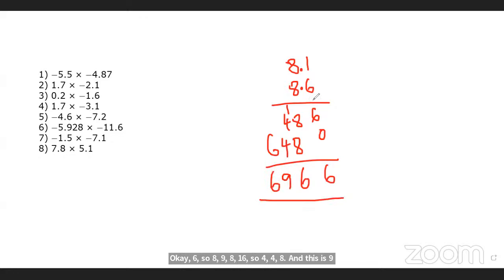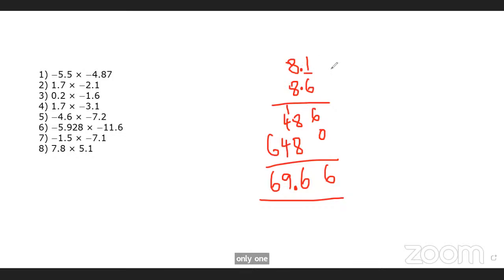Now, after the decimal, I have one number. So the first decimal point would come over here. Now, again, I have a decimal point and one number. So I have to write another decimal point here. I can have only one decimal point. Then this is my final answer.